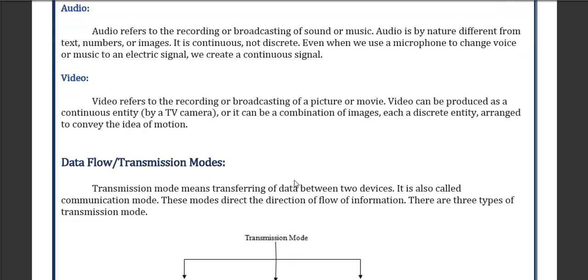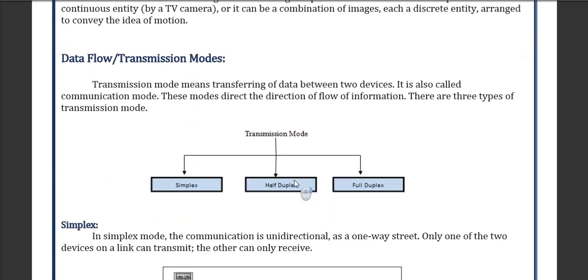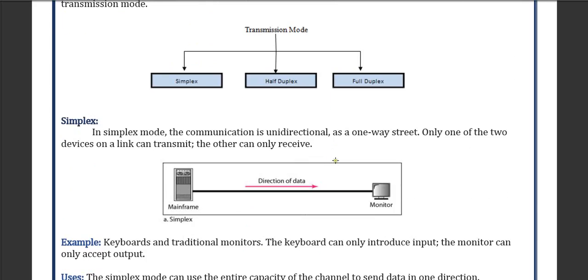Now the data flow or transmission modes. Here are the transmission modes. The transmission modes have 3 types: simplex, half-duplex, and full-duplex. Simplex. In simplex mode, the communication is unidirectional. Like a one-way street, only one of 2 devices on a link can transmit. The other can only receive.